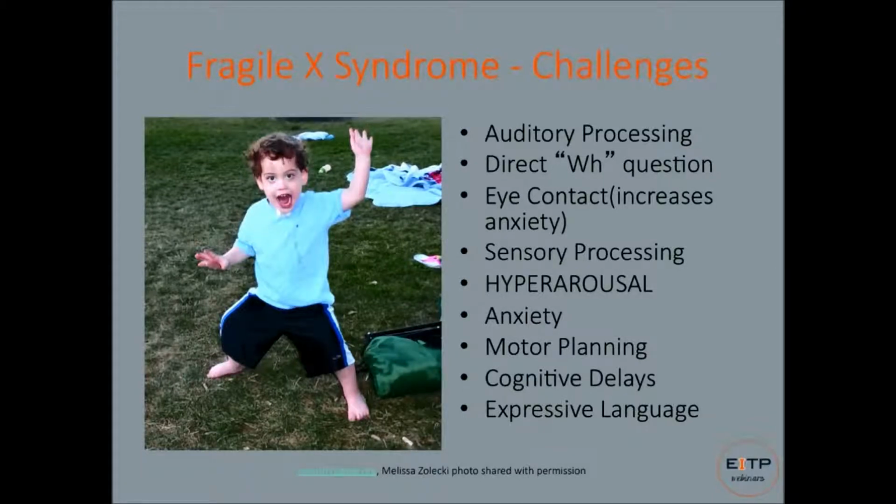Their challenges are their auditory processing. If you ask them a lot of direct questioning, it leads to more anxiety and is difficult for them to do. Eye contact is very difficult for them. Once they don't feel that threat and gain trust, they will start to initiate their own eye contact. Sensory processing is very difficult. It leads to hyperarousal. That could be a whole talk in itself. I will have links coming up in one of the talks so you can look at more information about this as well. A lot of anxiety. They have motor planning difficulties, cognitive delays, and the expressive language we've already mentioned a couple of times.